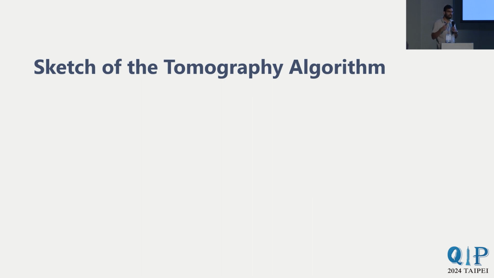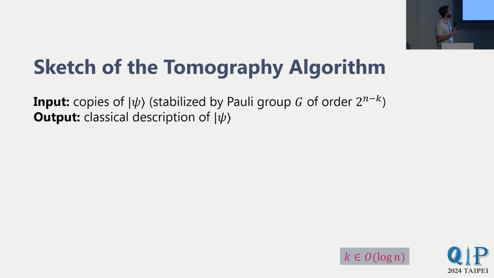Okay, so those are the key things that I wanted to share, but I would be remiss not to at least sketch out one of our learning algorithms at a high level. So I'm going to take you through a high-level sketch of our tomography algorithm. The input is copies of a quantum state psi that's stabilized by a group G of order 2 to the n minus k. And our output is going to be a classical description of the state.